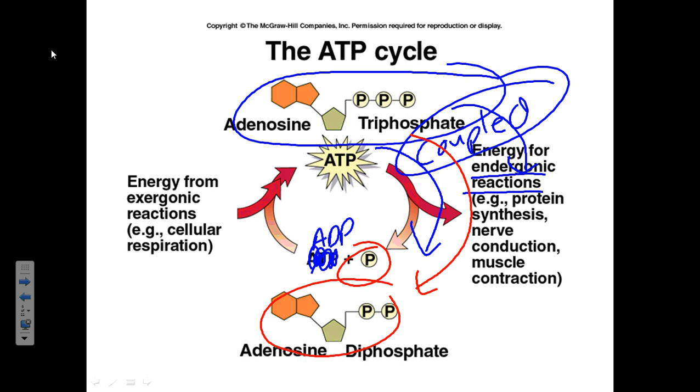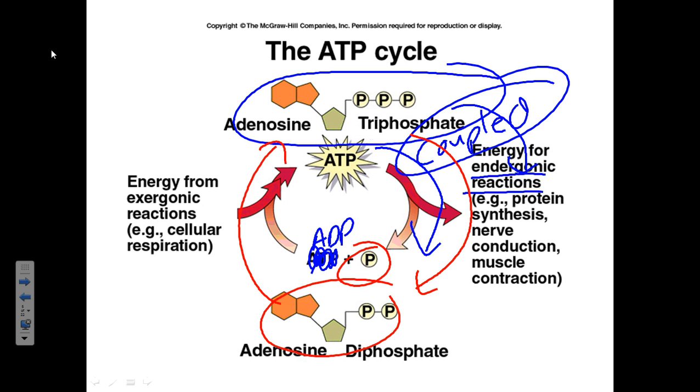Like a dead battery, but a rechargeable battery. And what this process over here that recharges your battery, what's your recharging process called? That's what cellular respiration does. It recharges batteries. And the energy to recharge the battery comes ultimately from where? From your food. That's why we eat. We eat food to get energy to make more ATP, to recharge our batteries.